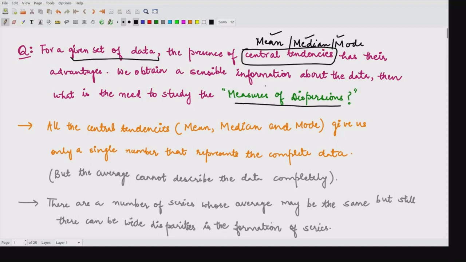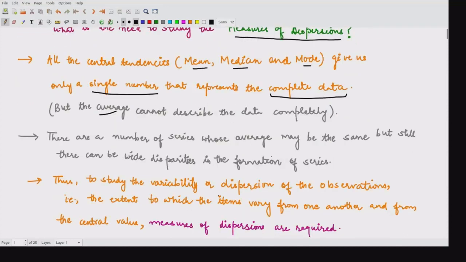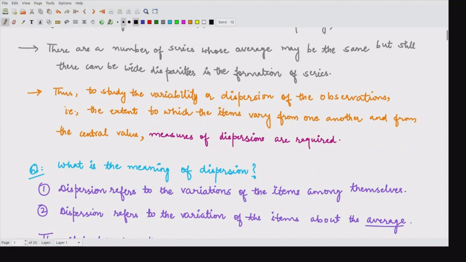The answer lies in the fact that all the central tendencies, either mean or median or mode, give us a single number from which we can estimate, okay, this is the average for my given data, this is the median and this is the mode, which represents the complete set of data. But this average cannot completely define the data. Moreover, there are a number of series whose average may be the same, but still there could be wide differences in those series.